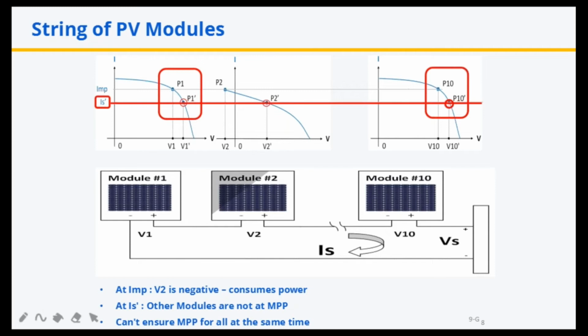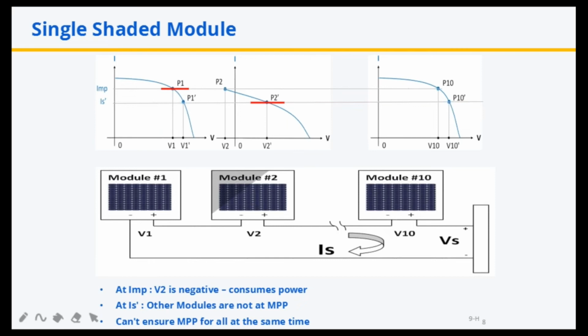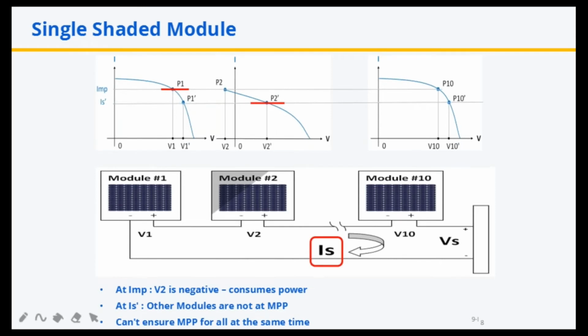In short, we can say that when a module gets shaded, the maximum power point of that module is at a different level of current. But since all the modules are connected in series, the same current is made to flow through all the modules. It is therefore impossible for the string inverter to ensure that all of them operate at the maximum power point at the same time. Can we not do something better?